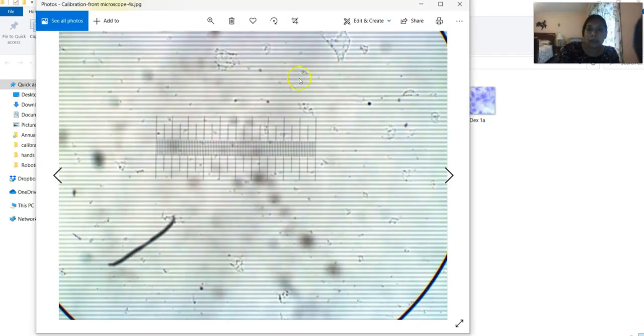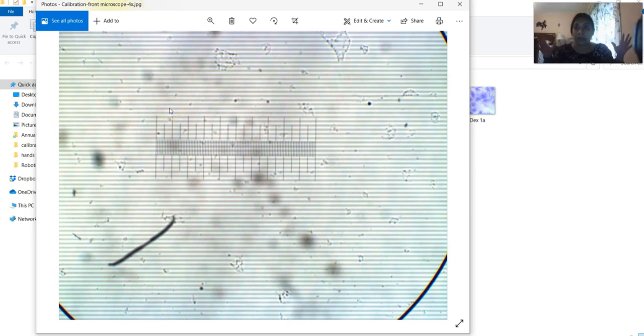Here I can show you my images. I have two particular microscopes that the students use in my teaching lab. For each microscope, labeled on top as the front microscope or the side microscope, I took images of the stage micrometer using every single objective lens on that microscope. So here I have it at the 40x magnification, using the 4x objective lens.